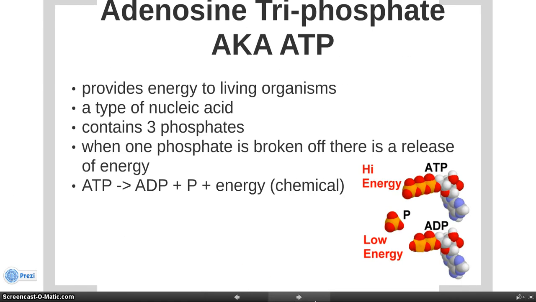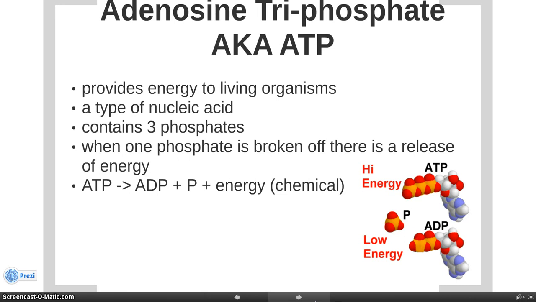Lastly is our adenosine triphosphate, aka ATP. This provides energy to all living organisms. Now we have to remember that it is a type of nucleic acid, meaning it cannot be consumed by the body, but must be created, or would be there like our DNA and RNA. ATP is what's created.